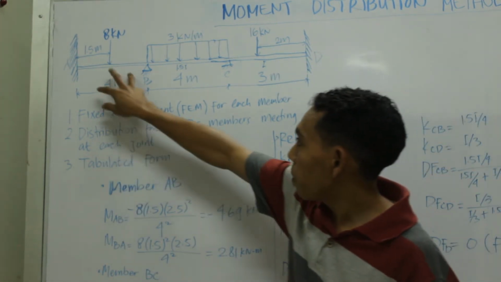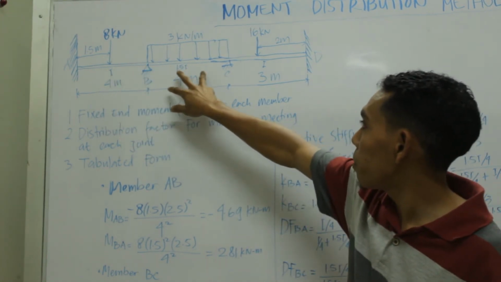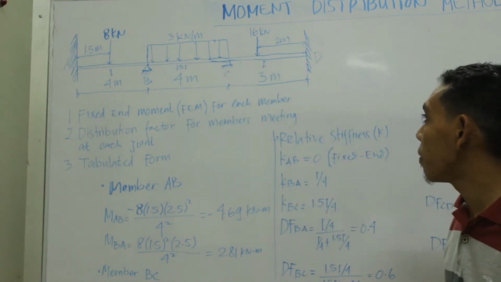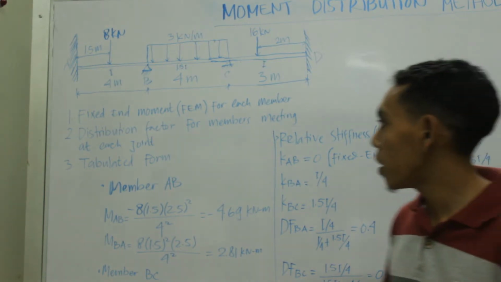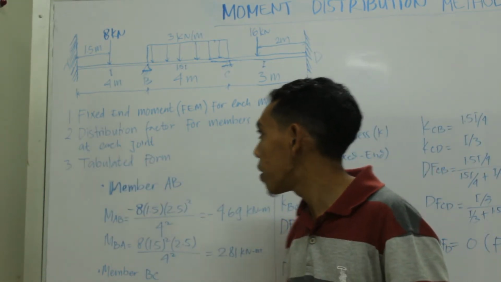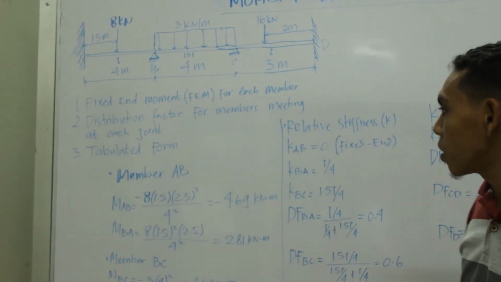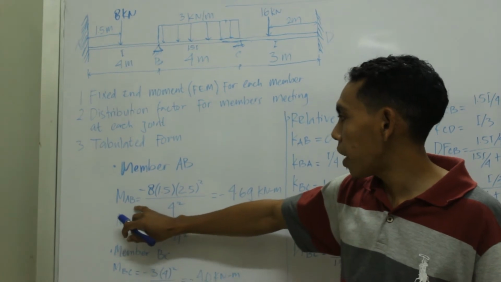For member AB we have a moment of inertia I, and for member BC we have 1.5 I, where I is the moment of inertia. To solve this problem, we have 3 steps. The first one is to find the fixed end moment for each member. So here we will solve for the moment at member AB.